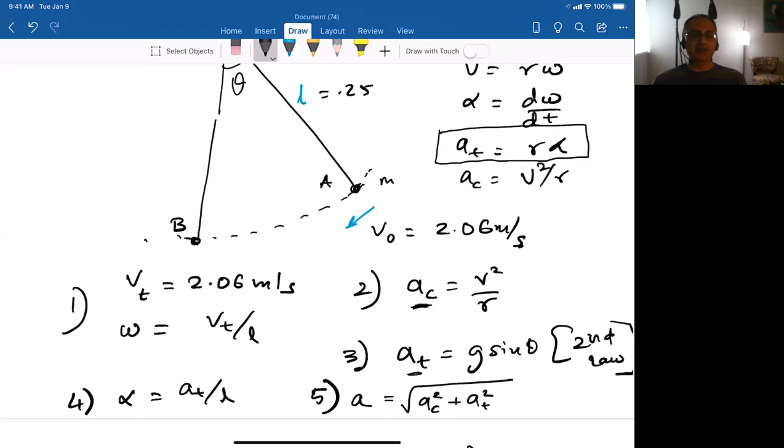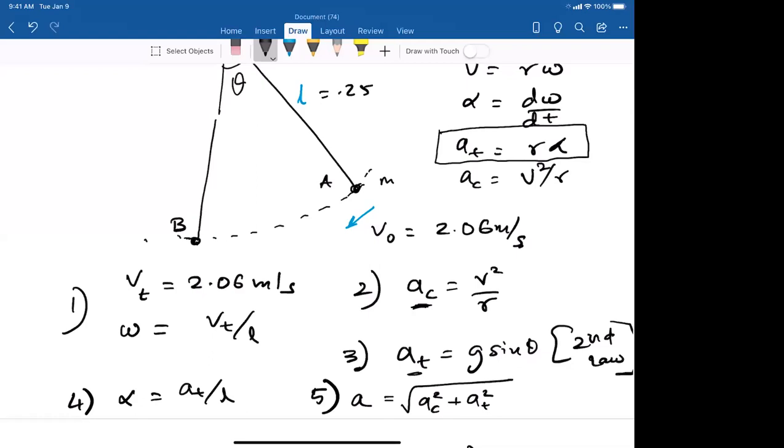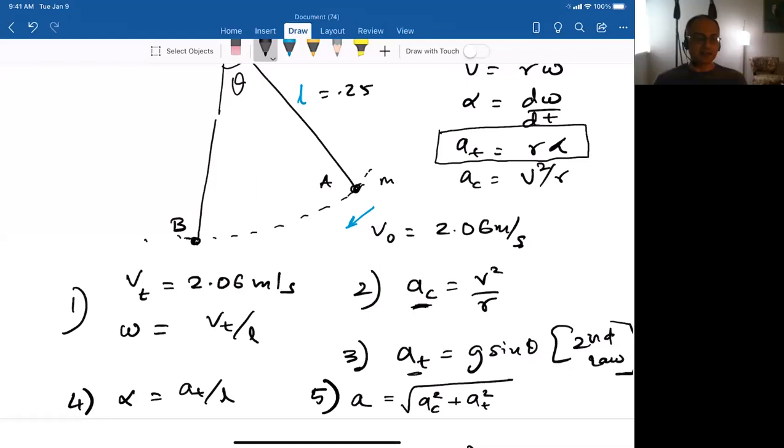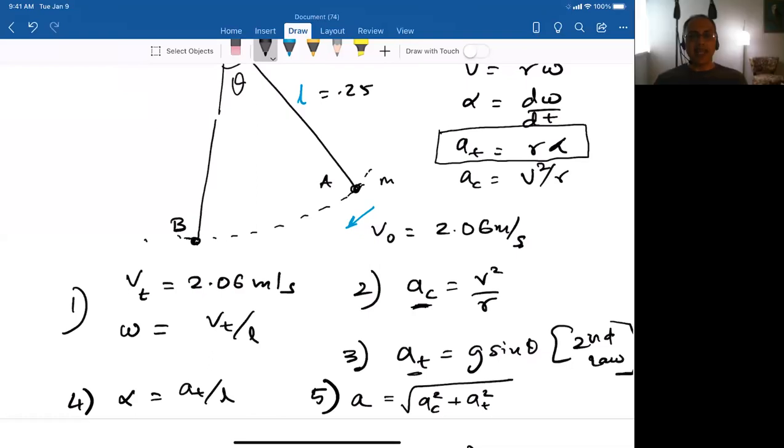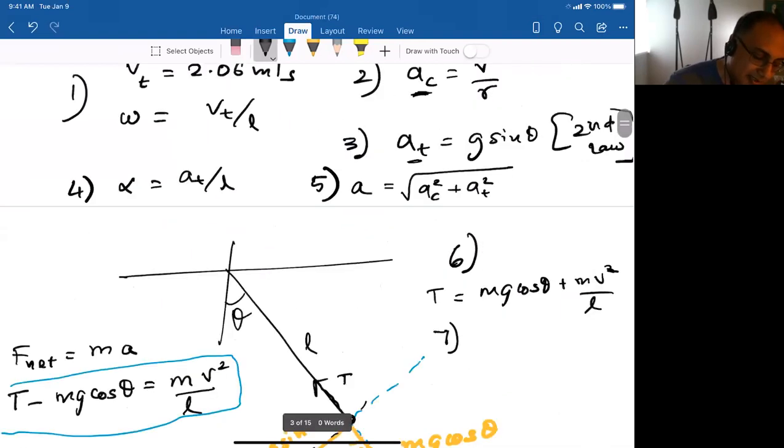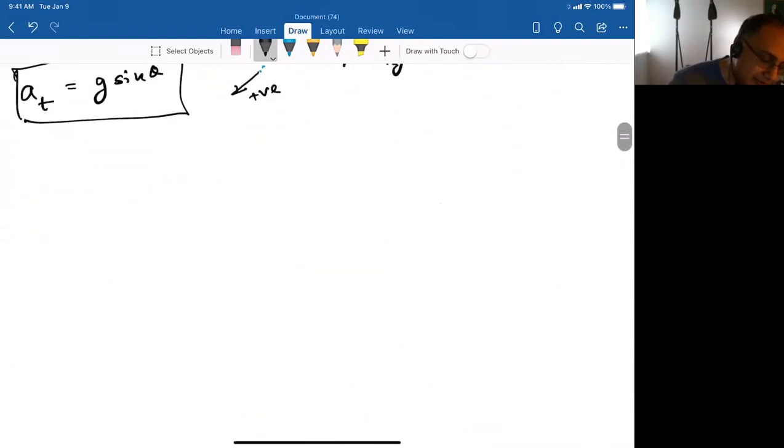Can we use anything from anywhere in the course? Maybe chapter 6 and 7? Could we use K naught plus U naught equals K final plus U final? Exactly. Absolutely. We can definitely use conservation of energy to answer that. We know its velocity at position A, and we need to find its velocity at position B. So we can set up conservation of energy. I'll draw a separate diagram over here. We know its velocity over here, and we want to find its velocity when it gets to the bottom.